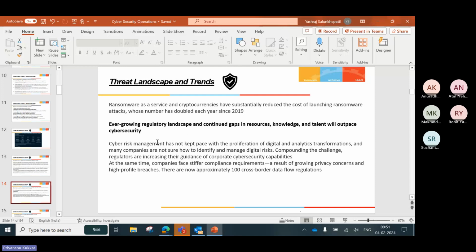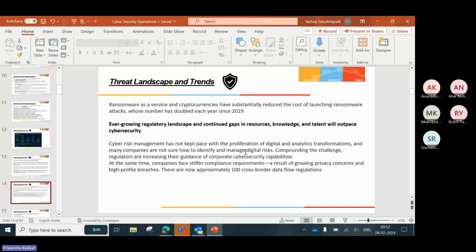Okay. So cyber risk management has not kept pace with the proliferation of digital and analytics transformations, and many companies are not sure how to identify and manage digital risks. So, like I said, this is also a big problem that companies do not know how to identify and manage digital risk, which is why this domain and field is hiring a lot nowadays. Okay, because they need to figure out how to be secure as well as be in compliance with the government rules.